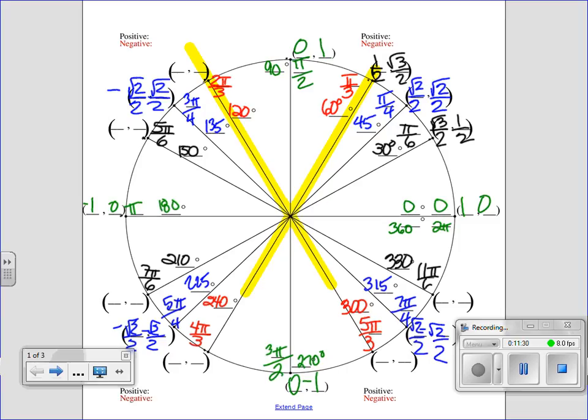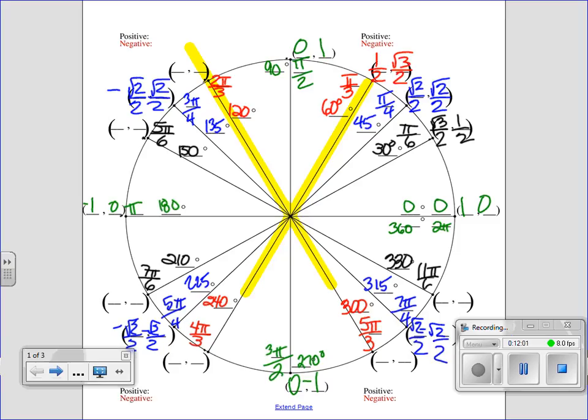Negative 1/2, negative square root of 3 over 2. Well, what will it be over here at 5 pi over 3? 1/2, negative square root of 3 over 2. Then go back through and fill in the pi over 6 increments. What will 5 pi over 6's terminal point be?